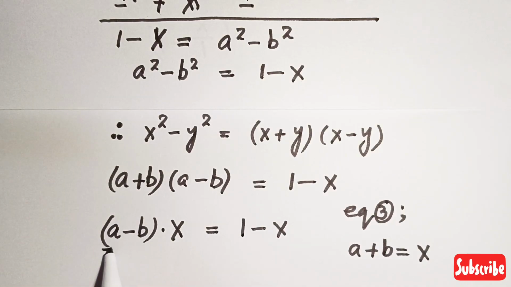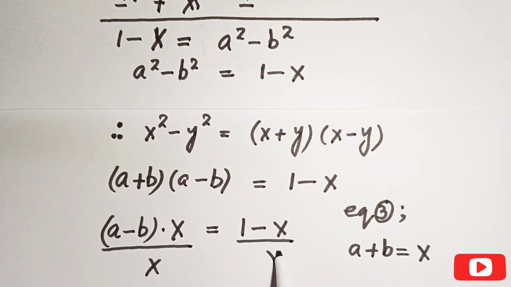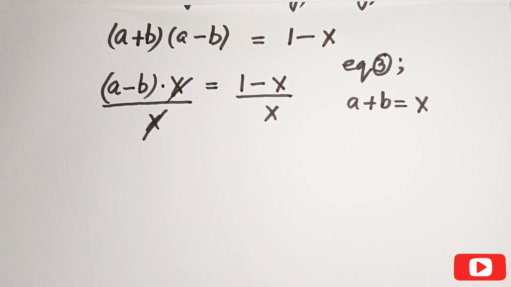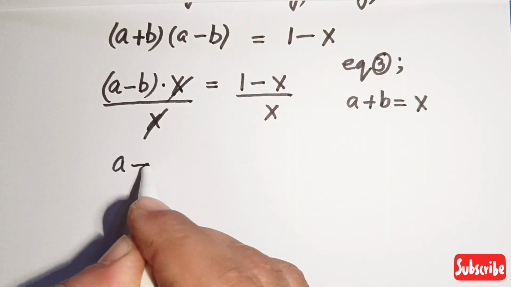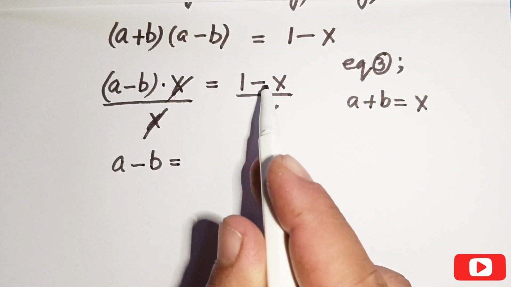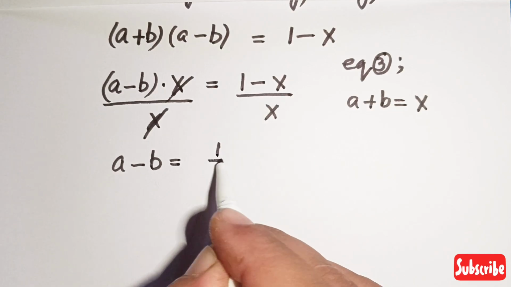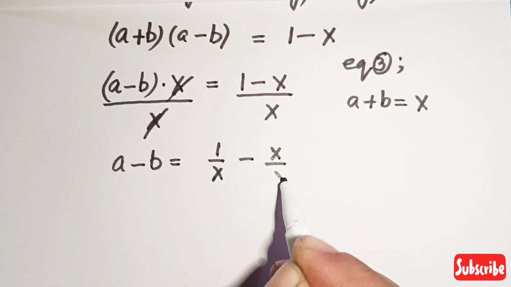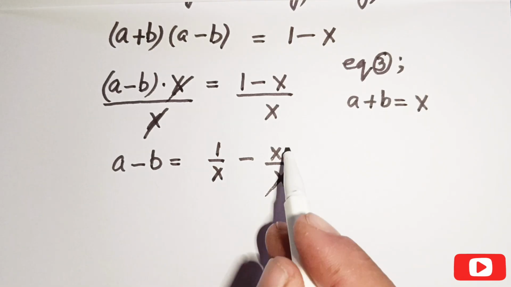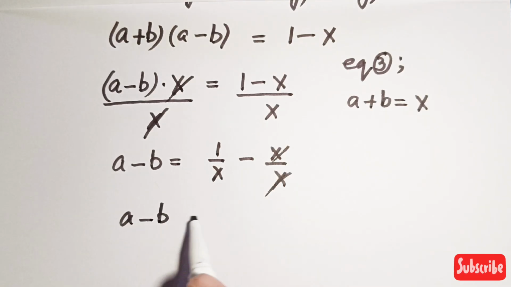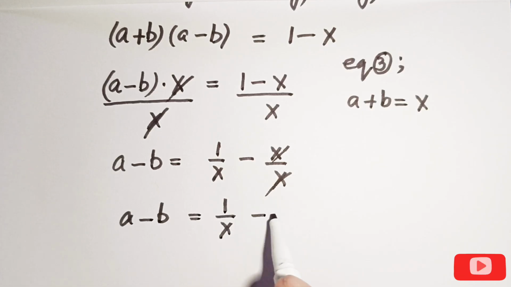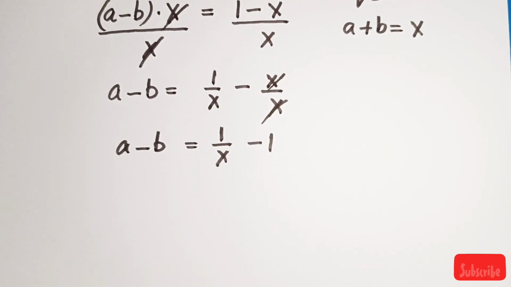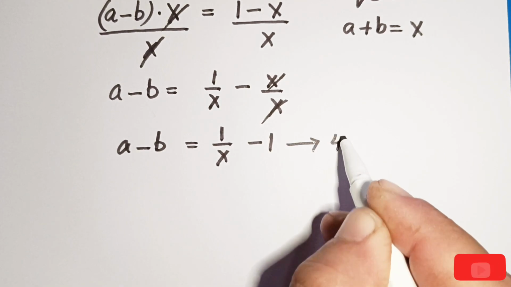So now if we divide by x on both hand sides, we can cancel out x with x. So a minus b is equal to 1 minus x over x, which can also be written by writing the denominator separately with each term: 1 over x minus x over x. Here this x can be cancelled out. We have a minus b is equal to 1 over x minus 1. Now let's say it is our equation number 4.